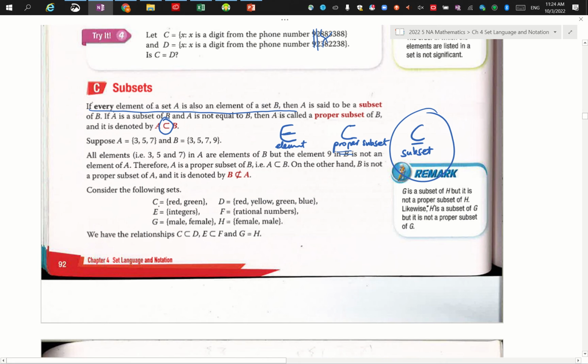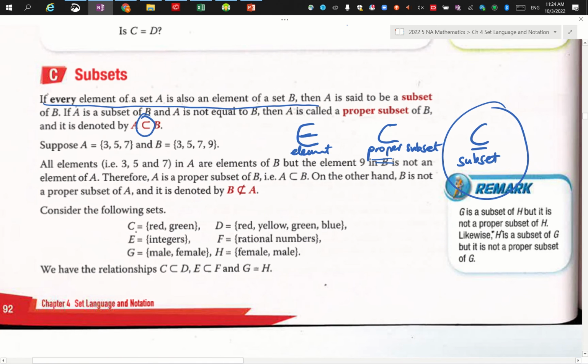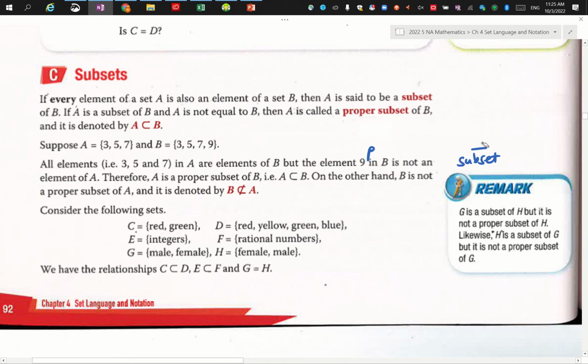Right, so yesterday we left off on subsets. Then I told you that there are actually two types. We've got our proper subset and then we have our subset. So just to recap, if every element inside set A is inside set B, everything in set A is inside set B, we say that A is a subset of B. So that is quite logical to us.